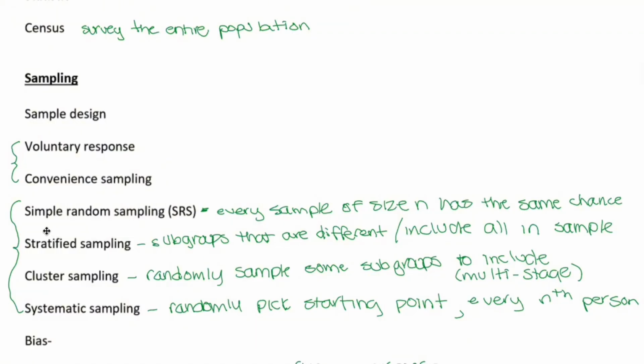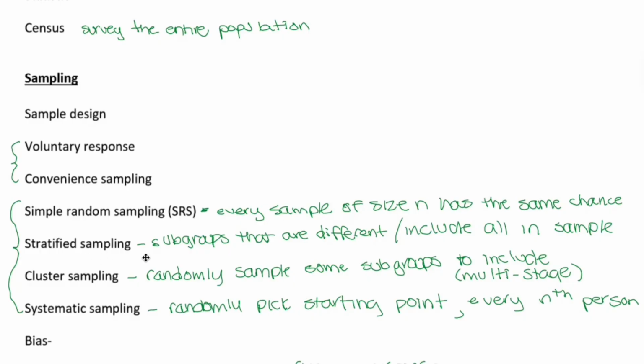And what is simple random sampling, also known as SRS? Every sample of size n has the same chance. So remember that this is the formal definition for SRS. It's not that every person in the population has the same chance to get picked. It's that every sample of the given size has the same chance. So sample is the key term.